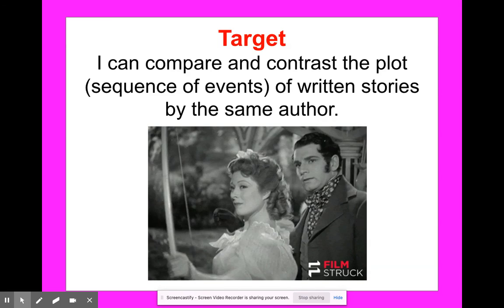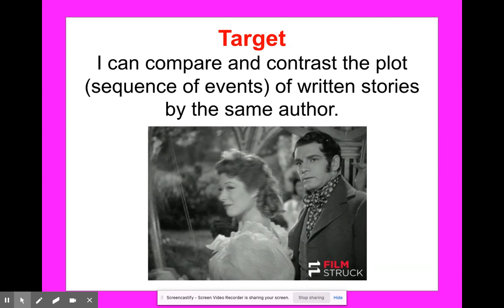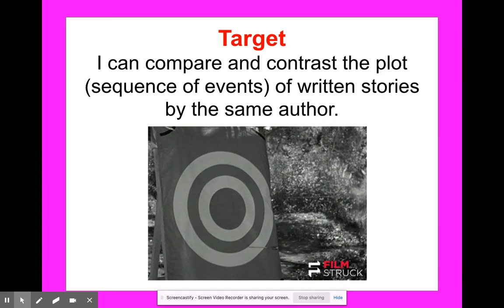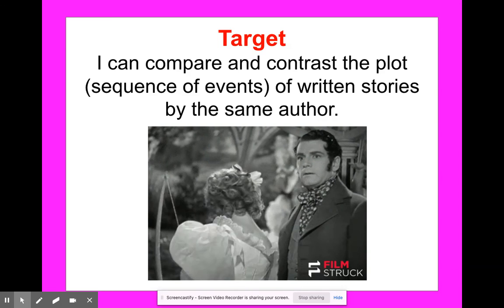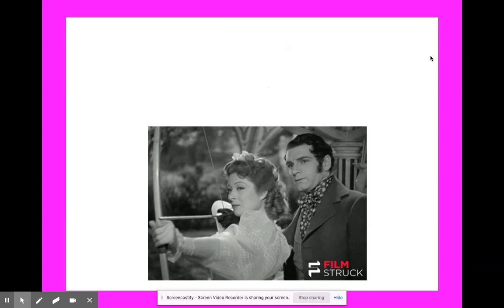You're going to be reading two different stories in the same series and comparing them, meaning you are going to see what is the same and what is the difference. And you're going to be looking at the setting and the plot today.